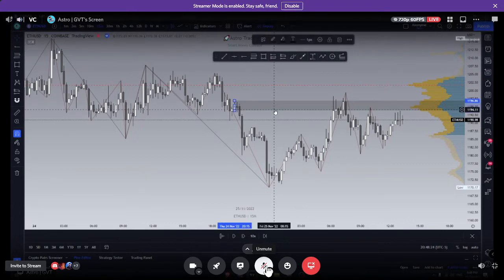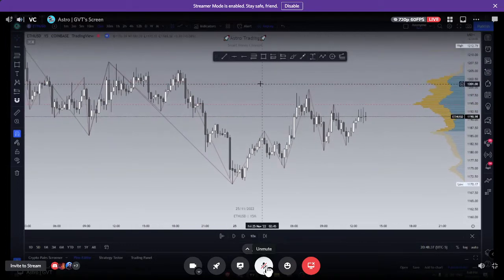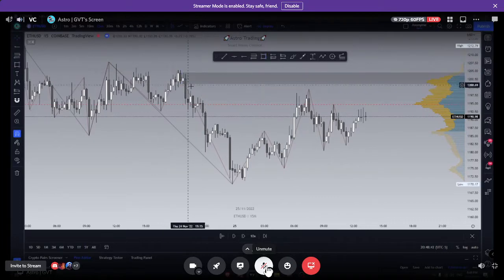This makes the imbalance invalid. But when you refine the trade, you get the good valid order block inside it. So now we talk about this one right here, right? Before that, this one was valid.